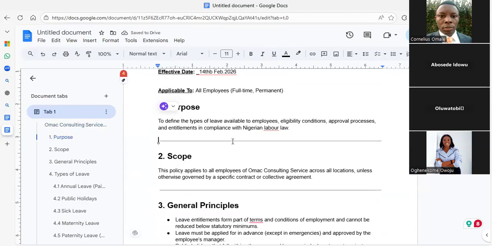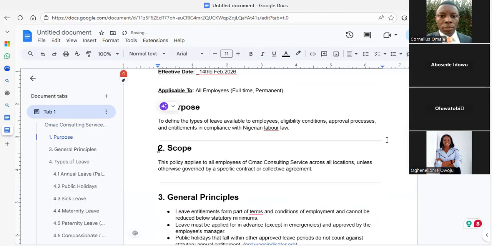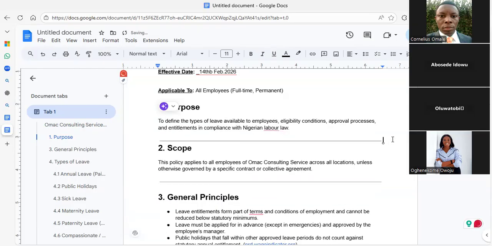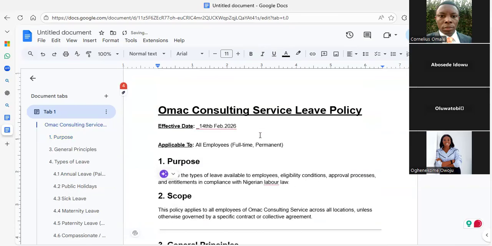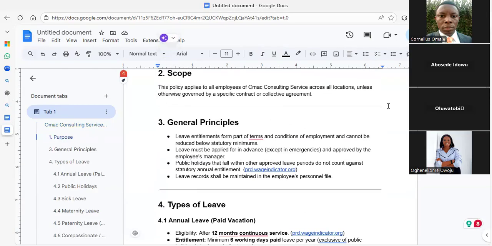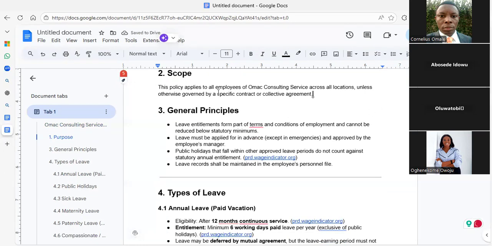So now the next thing is we have to state the purpose of the first article. The purpose is to define the types of leave available to employees, eligibility conditions, approval processes, and entitlement in compliance with Nigeria labor law. So the next thing now, what is the scope? This policy applies to all employees of Hallmark Consulting Services across all locations unless otherwise governed by a specific contract or collective agreement.